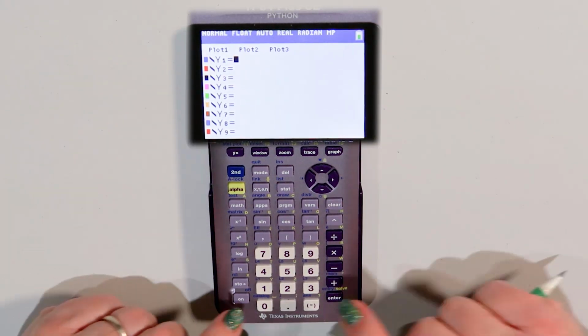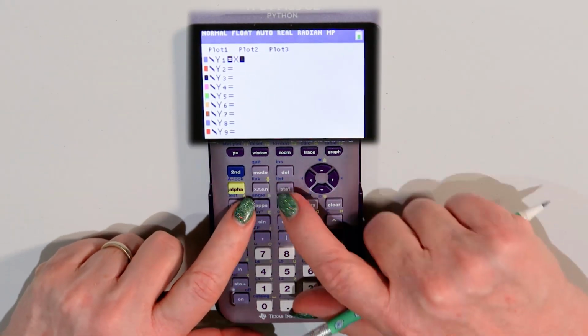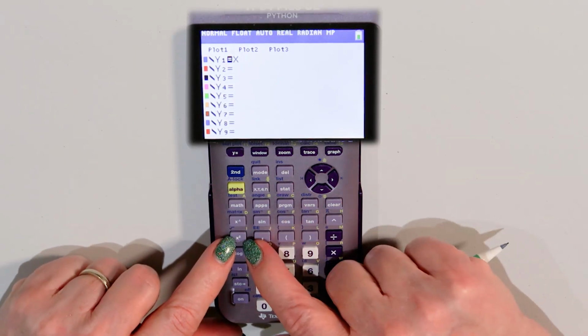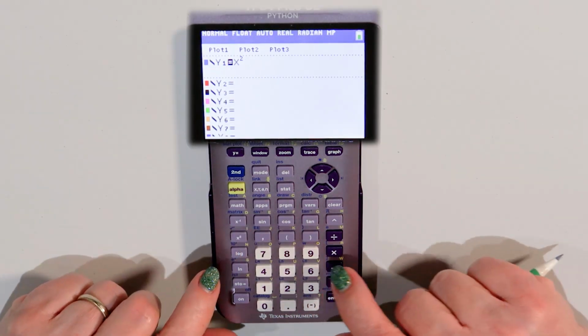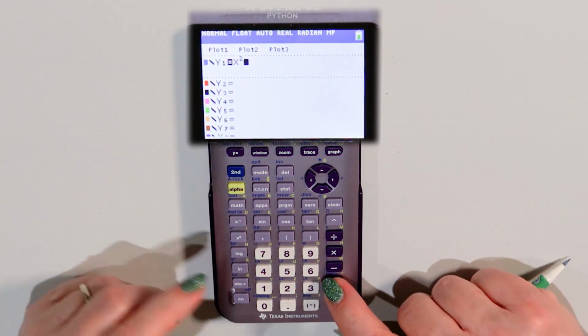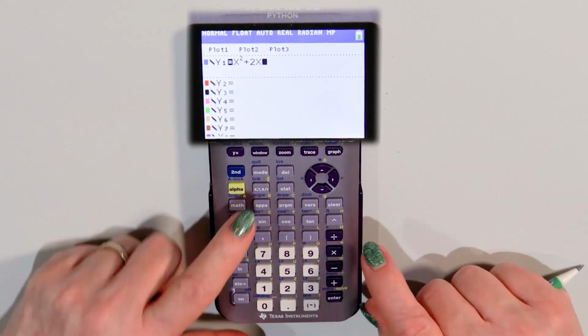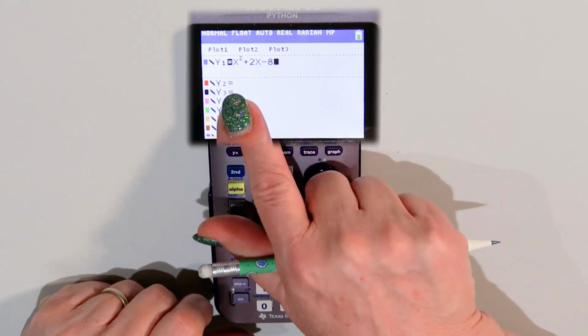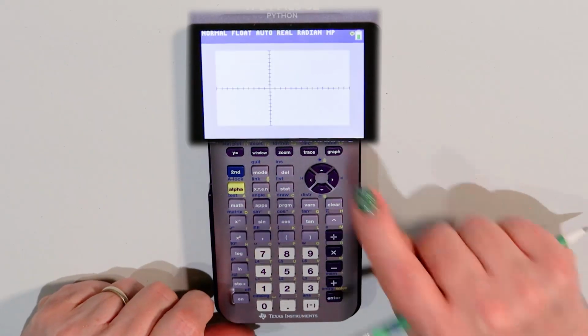I'm going to do a simple one. We're going to do X. So here's your X button. And then I like to use this squared button because it makes it easier. You don't have to shift down to do the plus. And we'll do plus 2x minus 8. Okay, this is in standard form. You can go graph it.